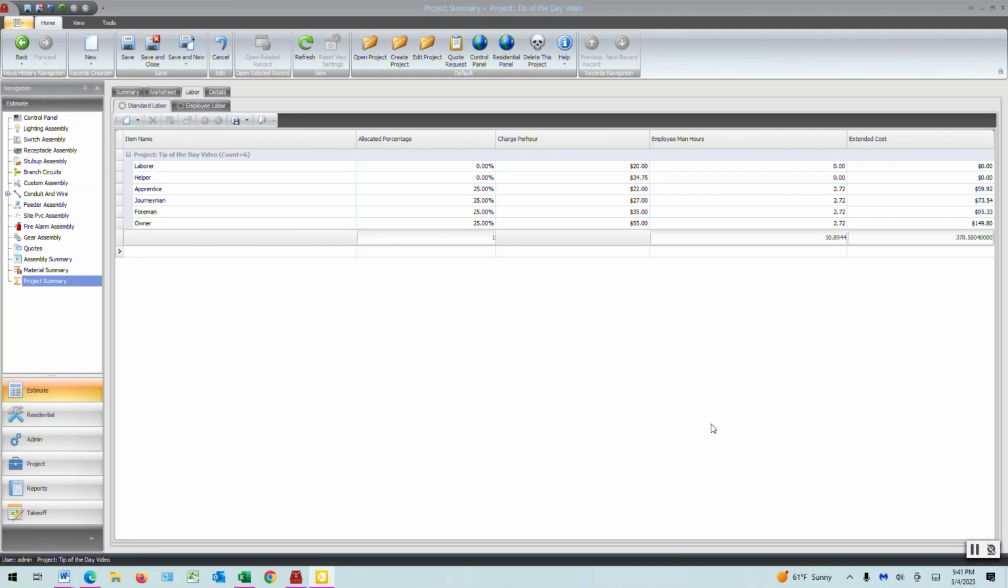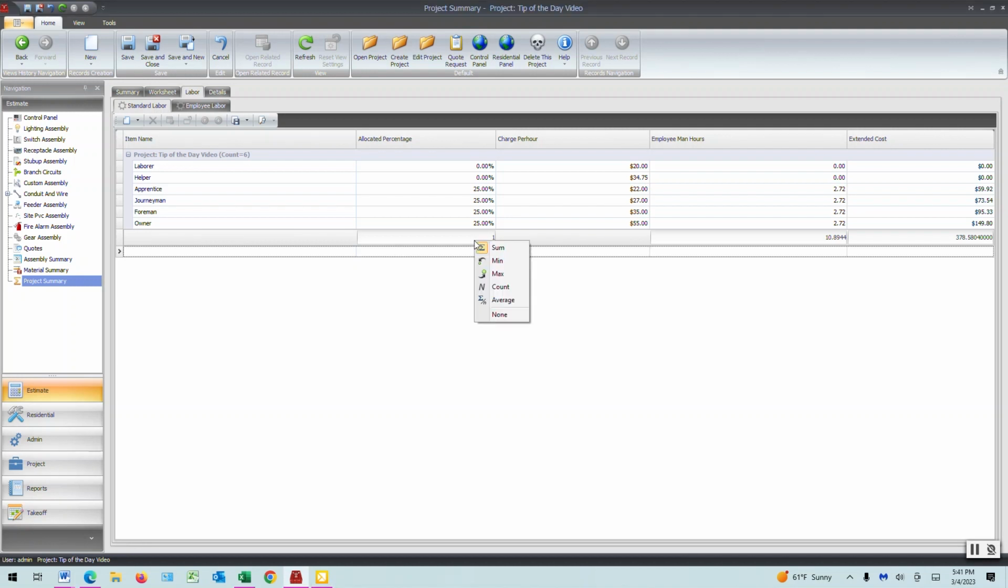Today we're going to be talking about using a composite rate of pay to simplify your labor. So you always have to use 100% of your man hours. In this case, a person chose to use 25, 25, 25, and 25, equaling 100. If you right click and select sum, you can see that's 100%, and you know you're correct.